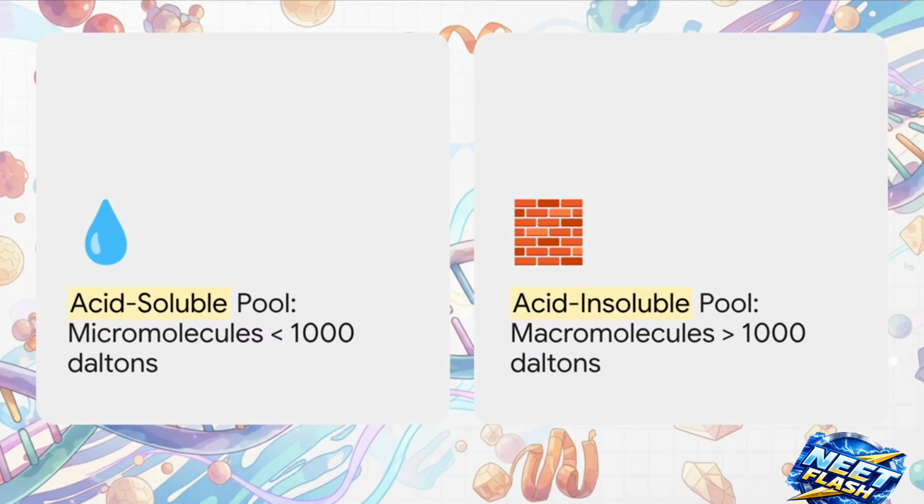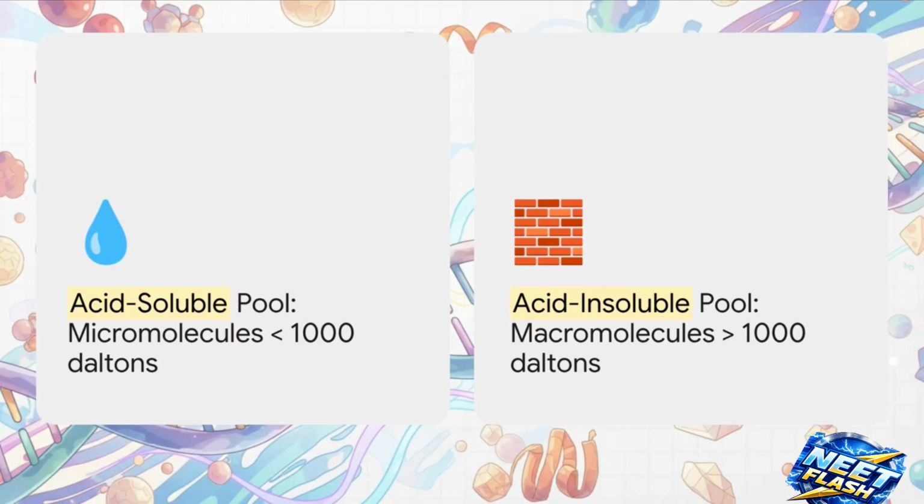We call this the acid-soluble pool, and it's full of micromolecules weighing under 1,000 Daltons, stuff like simple sugars and amino acids. Now, the wet, chunky grounds left behind in the filter, that represents the massive macromolecules. This is the acid-insoluble pool, containing giant molecules weighing over 10,000 Daltons, like large proteins and nucleic acids.